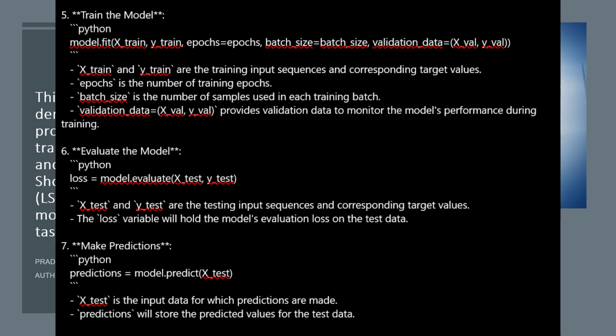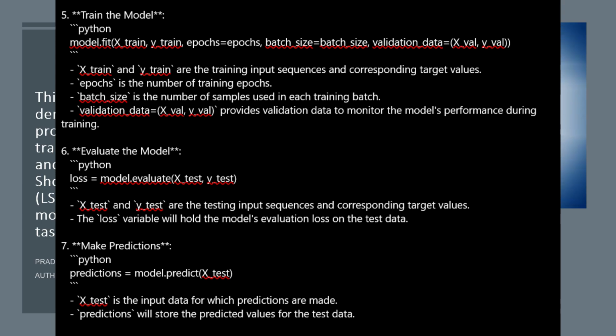6. Evaluate the model. Python. loss = model.evaluate(x_test, y_test). x_test and y_test are the testing input sequences and corresponding target values. The loss variable will hold the model's evaluation loss on the test data.